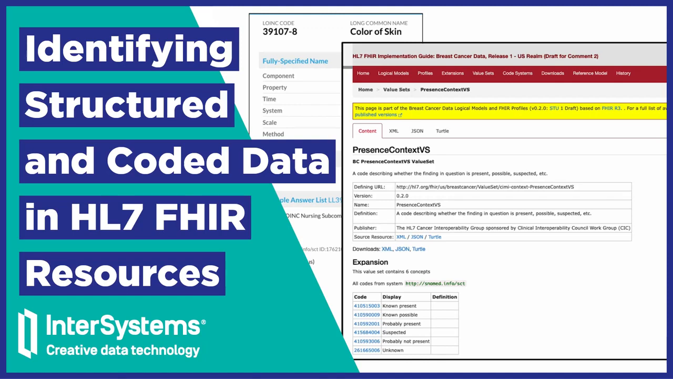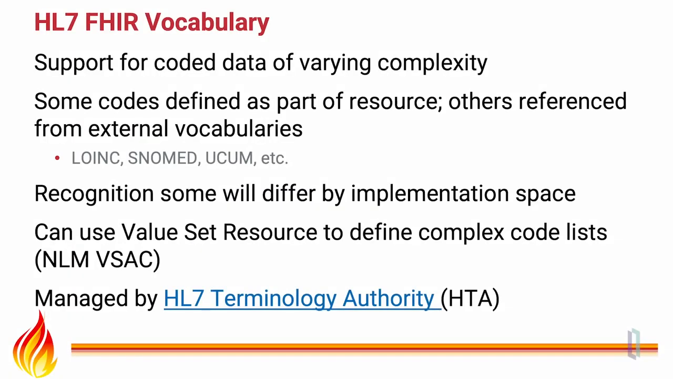Next, we'll cover structured and coded data in FHIR resources. First, the HL7 FHIR vocabulary. This supports coded data of varying complexity. Some codes are defined as part of the FHIR resource. Others are referenced from external vocabularies, such as LOINC, SNOMED, and UCUM.